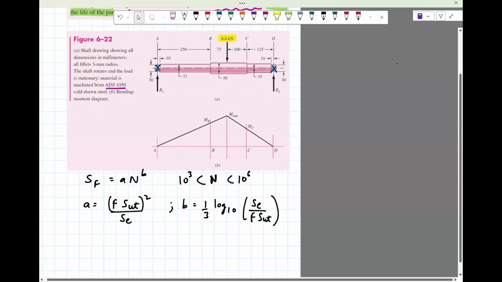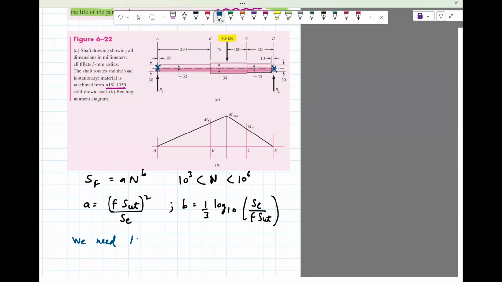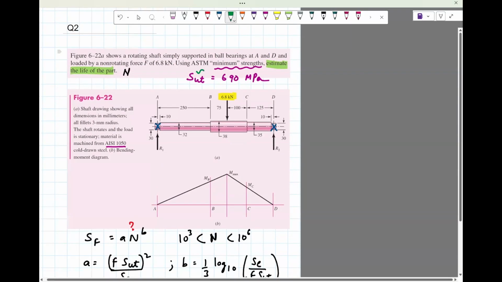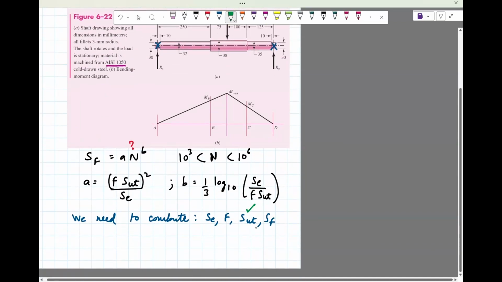And so it's clear that in order to solve this problem, we need to compute A and B, obviously. So let me put it this way. N is unknown. What we need to compute is SE, F, SUT, and SF. Now it turns out that SUT is given. It's right here. It's given to us. So what remains is SE, F, and SF. So how do we compute that?